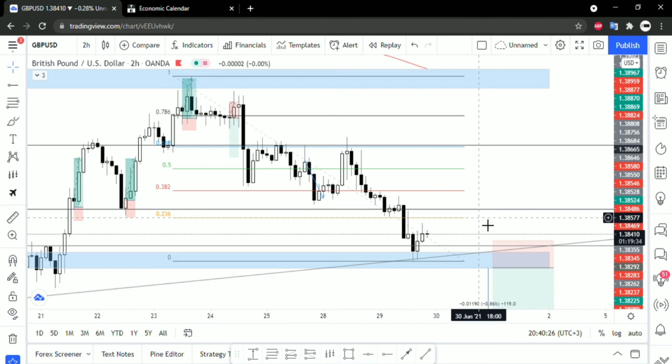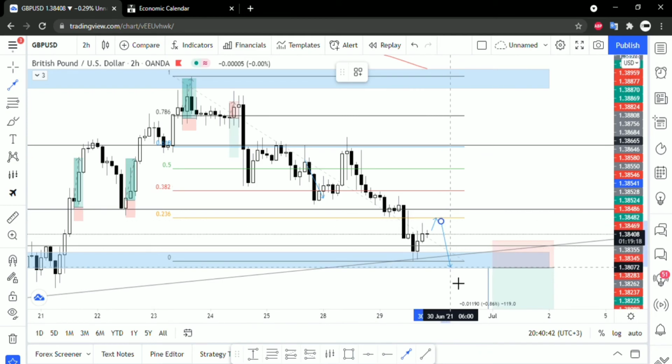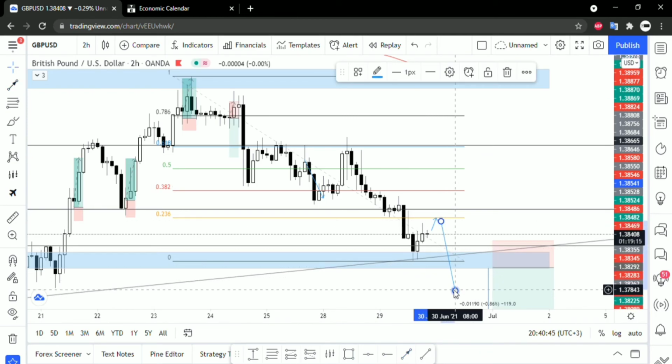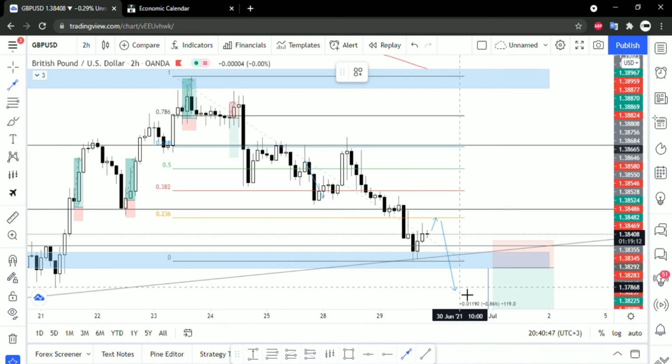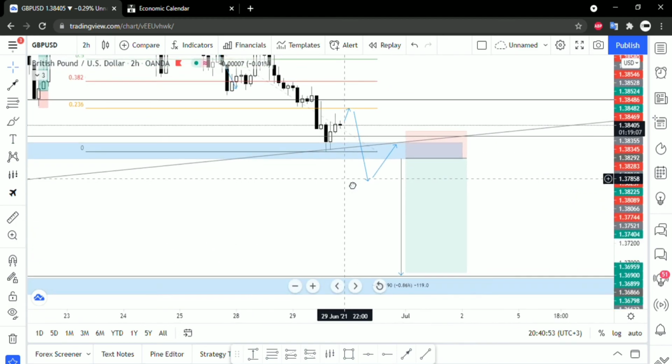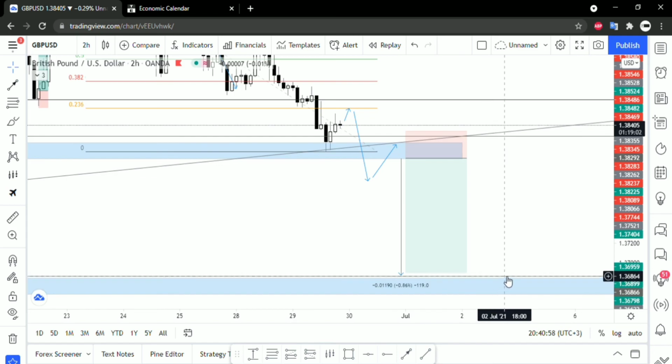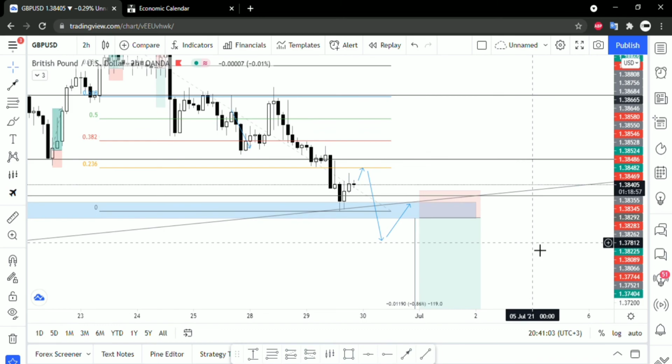And yes, I am expecting this pair to react to this Fibonacci level, which is level 0.236, and what I'm seeing is that it will hit that and then do this, probably come to around here and probably retest this area slightly, and then move to the downside all the way to this particular support. So we just wait and see how the currency behaves as we move into the next week.